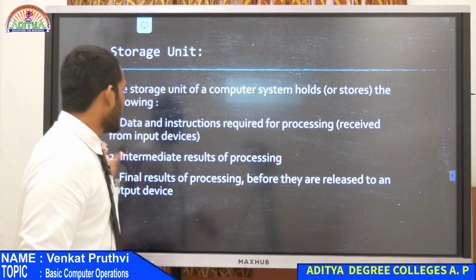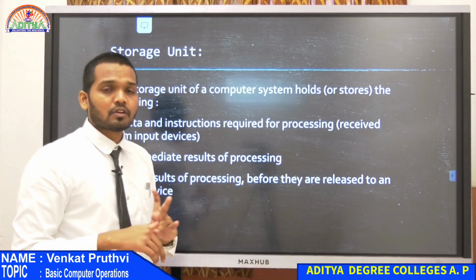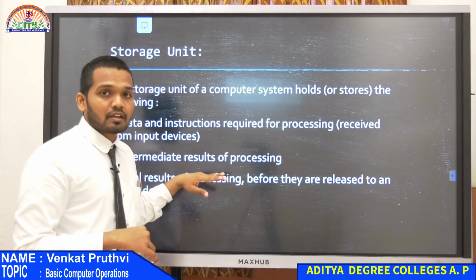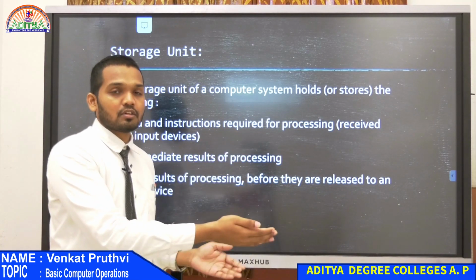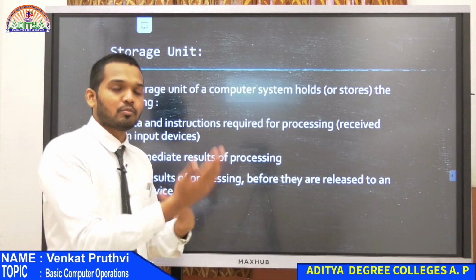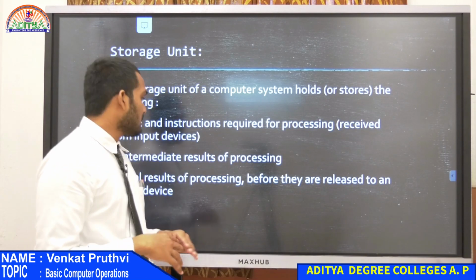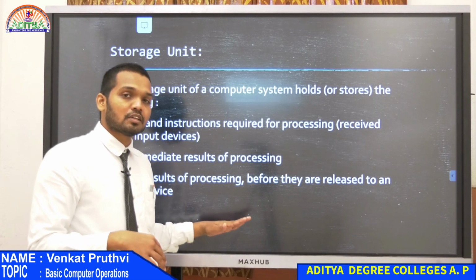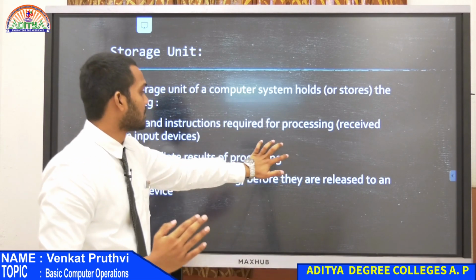So the input unit we have discussed, and then we have discussed the output unit. Now we are seeing the storage unit, in which it stores the data and instructions, and then intermediate results, that is in between a task. If it has to hold the task for a while, it will store it into the primary storage, and from the primary storage it takes the task back and performs the remaining task that is left. And once the whole task has been completed, the final results of processing will be released to the output device. What this output device does is convert that machine language, or the zeros and ones coded language, into the human readable form again.